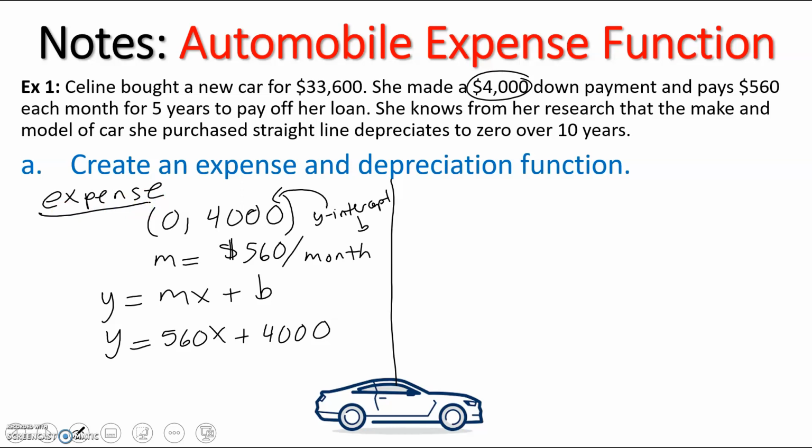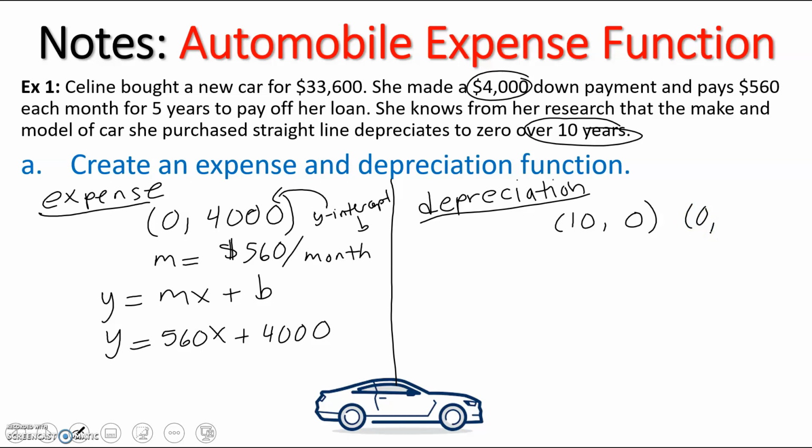Now let's look at our depreciation function. So the expense is how much we've spent on the car, and the depreciation is going to show us how much value the car has lost. All right, so she knows from her research that this car will straight line depreciate over 10 years. So we know that at 10 years, the car will be worth about $0. We know that when she originally bought the car it was worth $33,600. So the coordinates we have are 10, 0, and 0, 33,600.